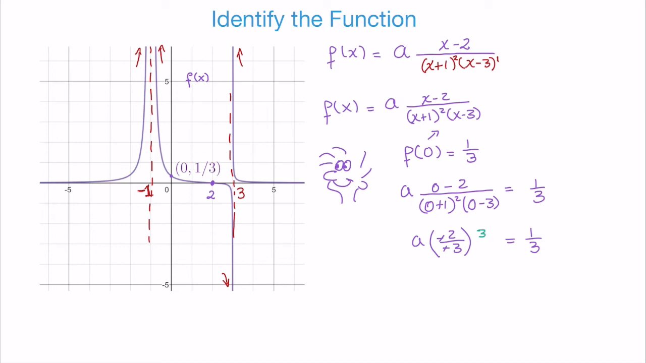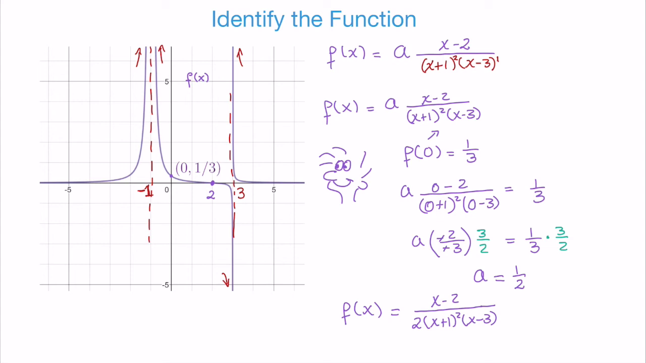Those two signs make a positive sign. Multiply by 3/2 on both sides to solve for a, and we get that a is 1/2, and the function equals (x minus 2) over 2 times (x plus 1) squared times (x minus 3). That's the equation. The horizontal asymptote of the graph is y equals 0, which matches with the equation we have just found because the degree of the denominator is bigger than the degree of the numerator.